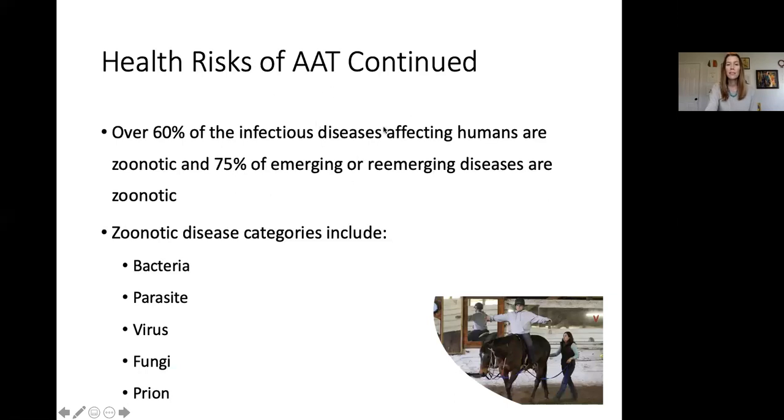Now, 75% of the emerging or re-emerging diseases that we're seeing, and so maybe these headlines that I'm talking about, a lot of those are going to be zoonotic as well. So seek and you shall find. We are doing a lot of really interesting virus hunting among that human-animal interface, and we're finding a lot of shared pathogens. And we have these disease categories across bacteria, parasites, viruses, fungi, and prions.